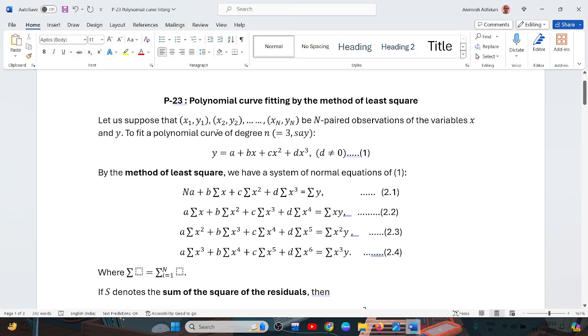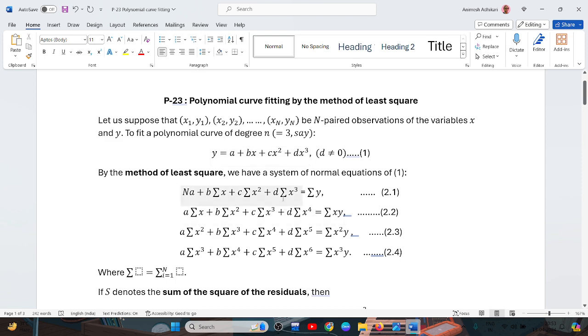Let x1 y1, x2 y2, xn yn be n pair observations of the variables x and y, that is the bivariate distribution. This pair is to fit a polynomial curve of degree n, say here n equal to 3. This is the small n. Note down, this degree of curve is small n and the number of data is capital N here. So y equal to a plus bx plus cx square plus dx cube, where d not equal to 0. Otherwise, if d equal to 0, then this curve reduces to degree 2.